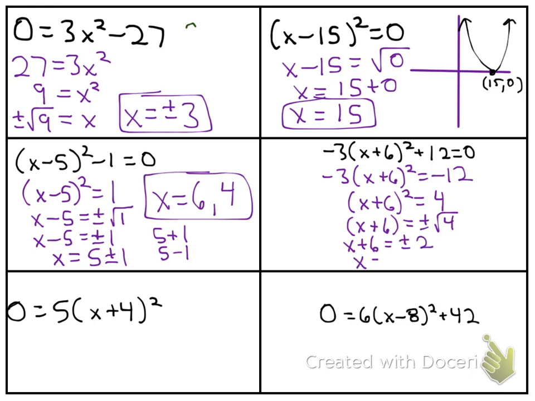Last, we have negative 6 plus or minus 2: negative 6 plus 2 and negative 6 minus 2. Our two answers look like they're going to be negative 4 and negative 8.